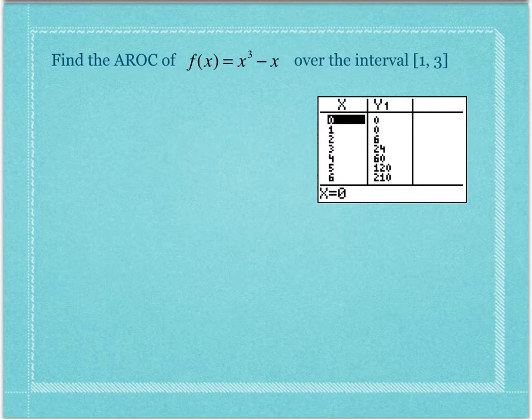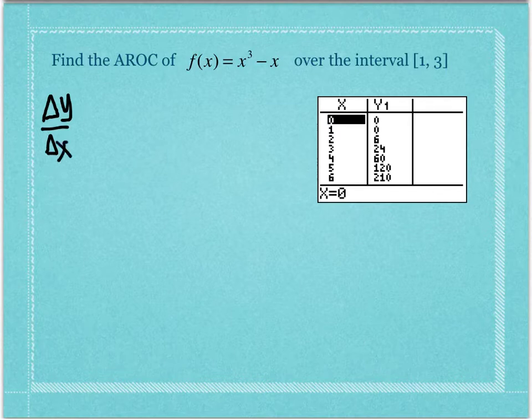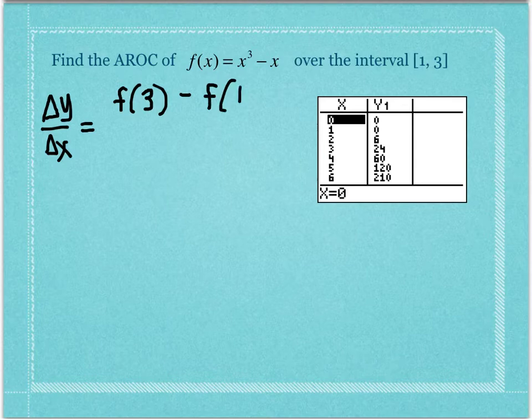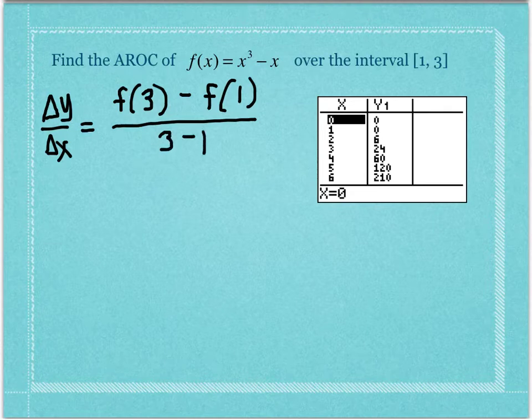Find the average rate of change of f(x) = x cubed minus x over the interval [1, 3]. So again, basically what this is is a change in y over a change in x. And we're going to write it a little bit differently here. I'm going to write this as f(3) minus f(1), all of that over plain old 3 minus 1, like this.